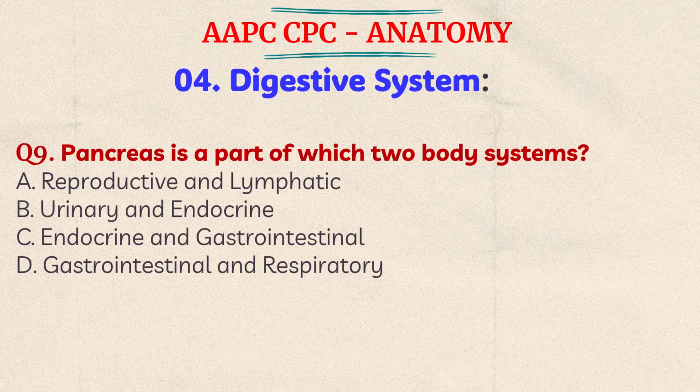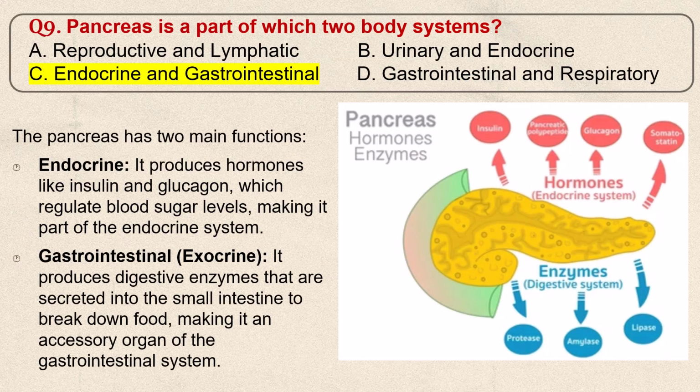Question number 9. Pancreas is a part of which two body systems? There are four answers available. Please pause the video and think the answer. The correct answer is endocrine and gastrointestinal.